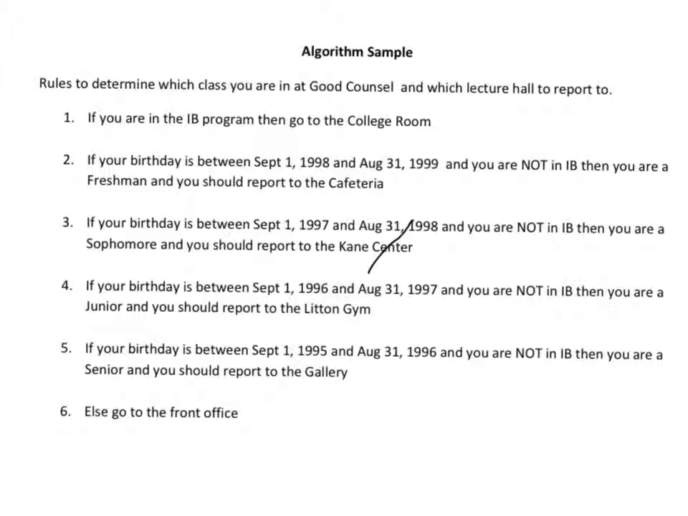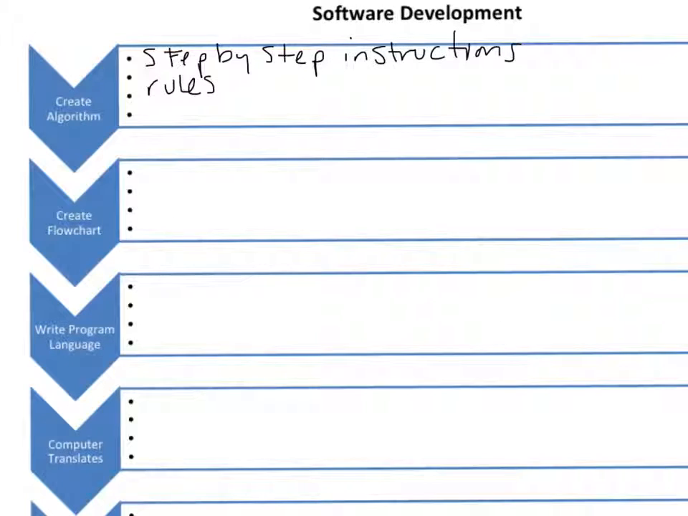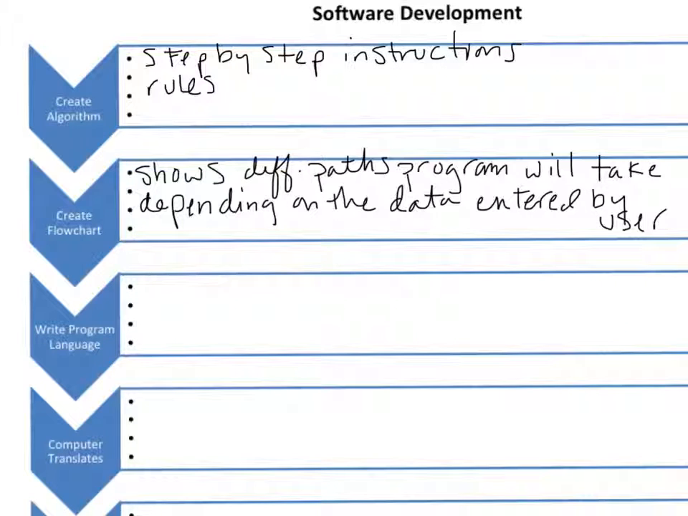After an algorithm is created, the next step on your software development sheet is to create a flow chart. So we're going to do that. I'll show you a sample flow chart. All right, so the point of a flow chart is to show the different paths a program will take depending on what data the user has entered. Okay, so let's everybody write that down. Okay, pull out the flow chart.